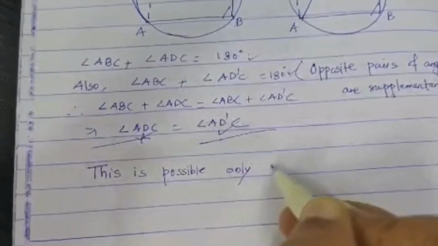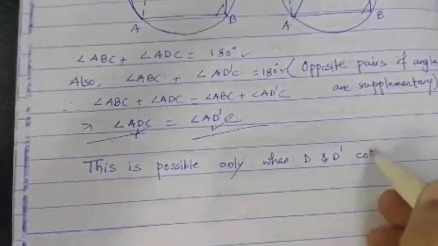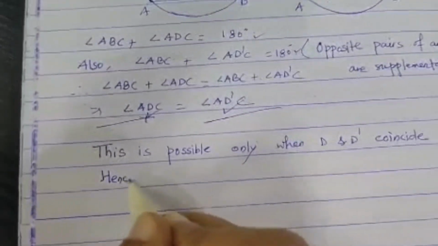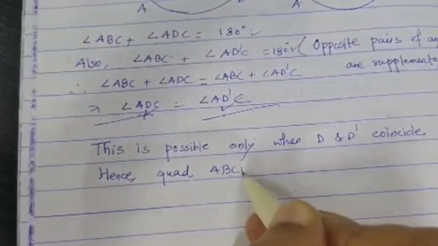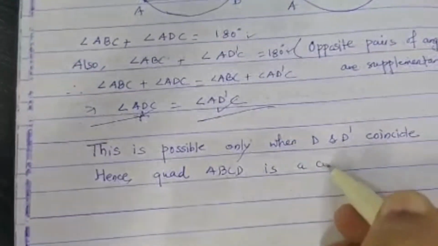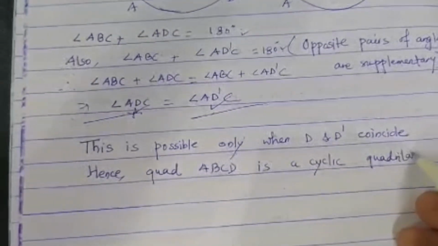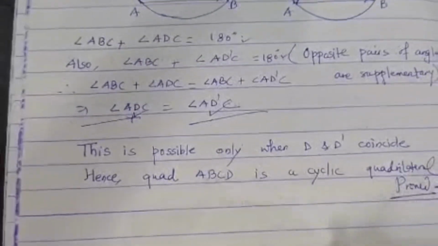So this is possible, you can write, this is possible only when D and D dash coincide. Hence quadrilateral ABCD is a cyclic quadrilateral. So this is proved. The converse is also proved.